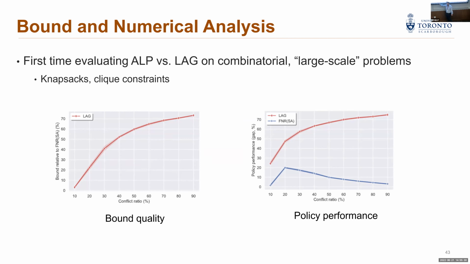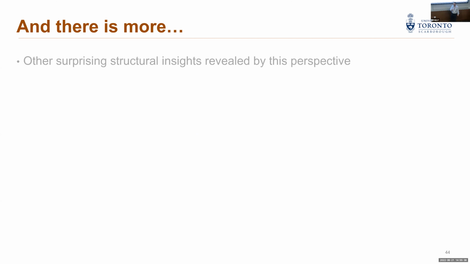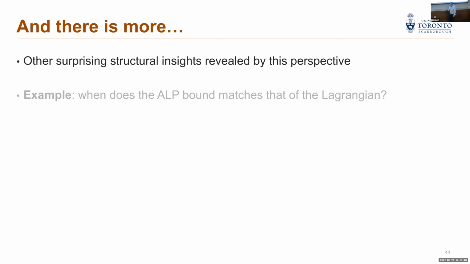But I know I'm out of time, so I just want to conclude. We haven't leveraged network structure or other things yet, so let's do it now. There are surprising structural insights that you can learn from this. For example, I told you about that difficult bound, the ALP bound, that people cannot compute. It's classical in dynamic programming.